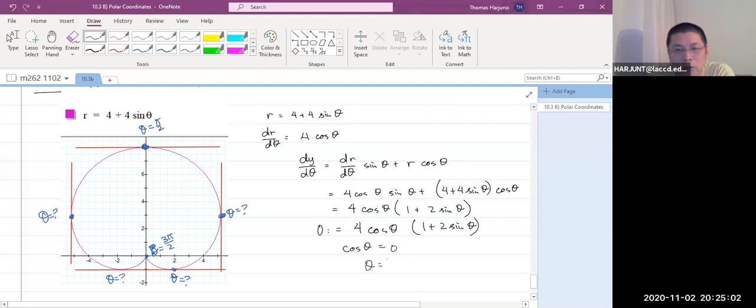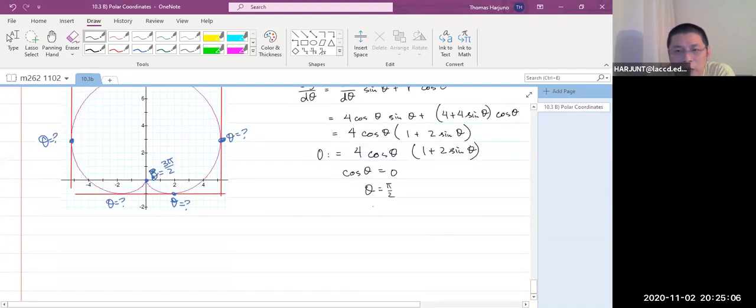Therefore, theta equals pi over 2 and 3 pi over 2. And write it separately. Write it like this.